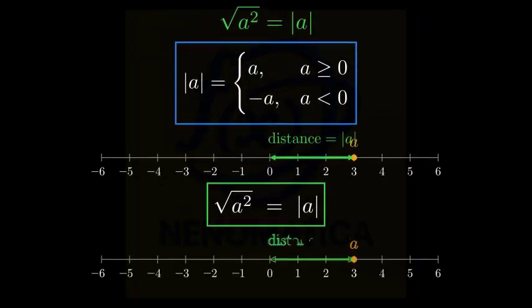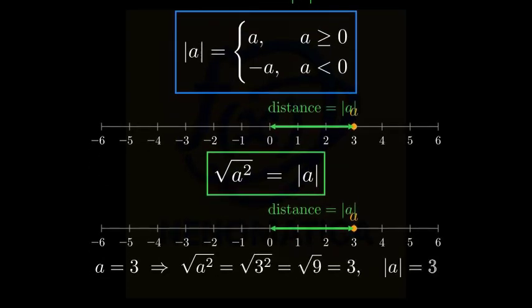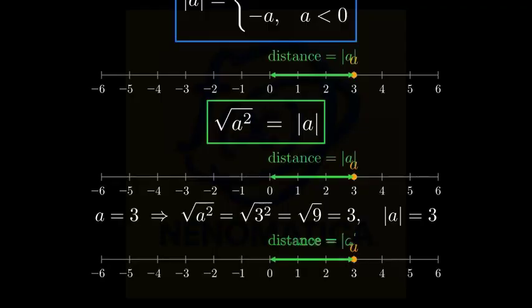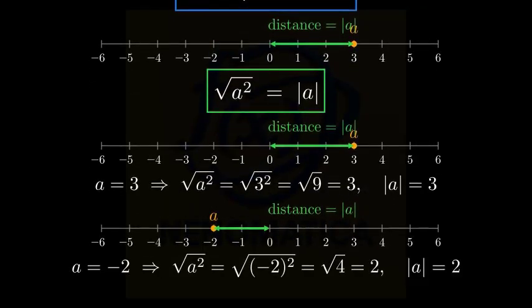Example 1: let a equal 3. The point sits at positive 3. The distance from 0 is 3. And we find that the square root of a squared equals 3, which matches the absolute value of a. Example 2: let a equal negative 2. The point moves left to minus 2. The distance to 0 is 2. Notice the square root of a squared is 2, which equals the absolute value of a, not negative 2.